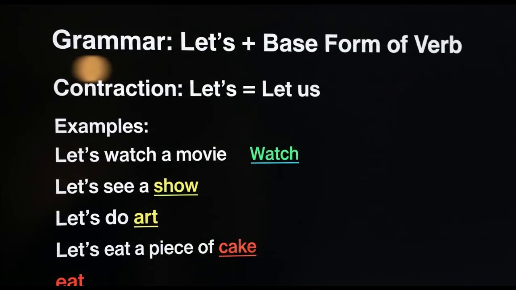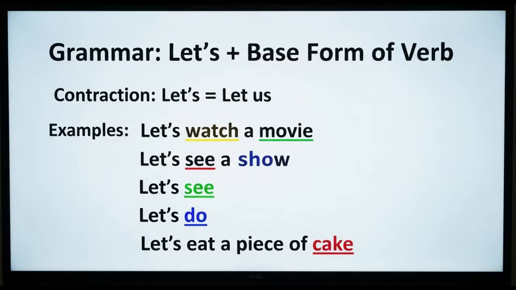Examples. Let's watch a movie. Watch is the base form. Let's see a show. See is the base form. Let's do art. Do is the base form. Let's eat a piece of cake. Eat is the base form. Again, these are all suggestions for something you want to do together.